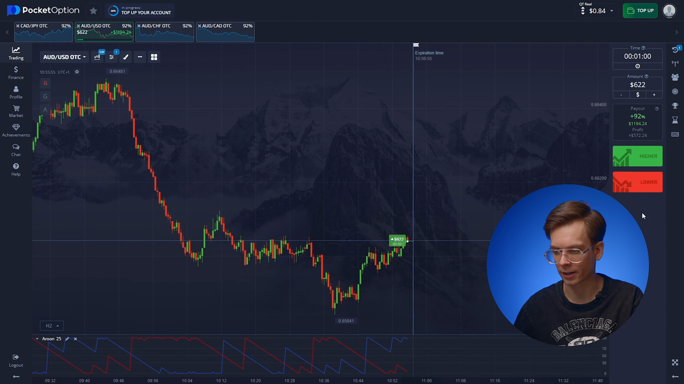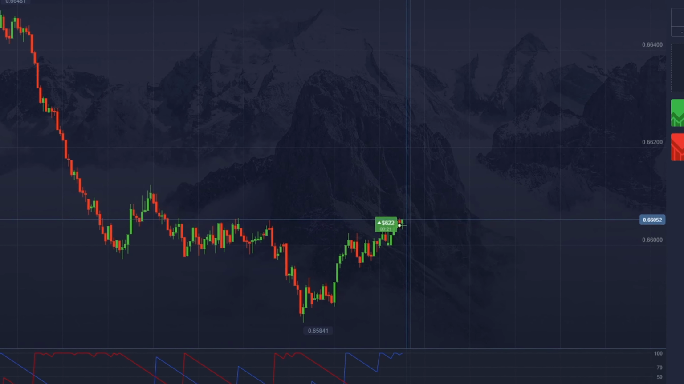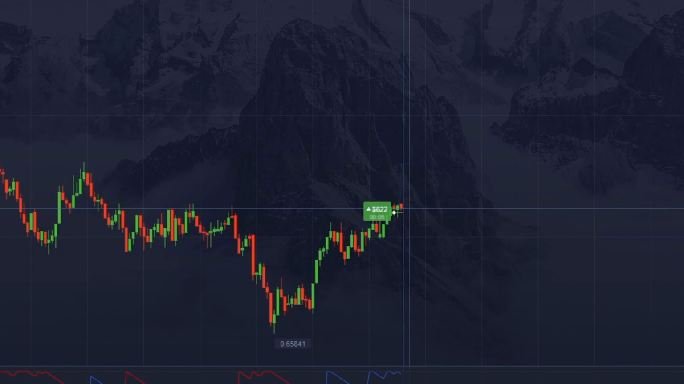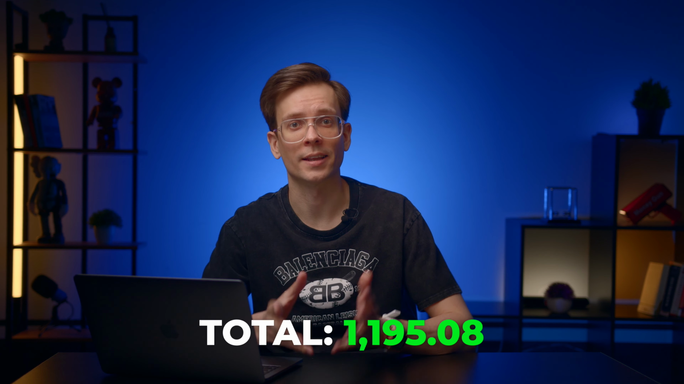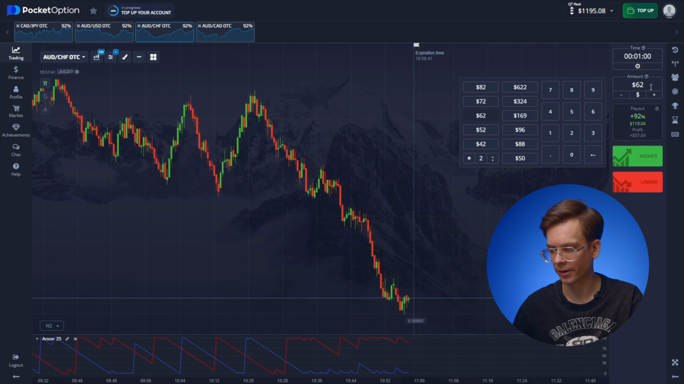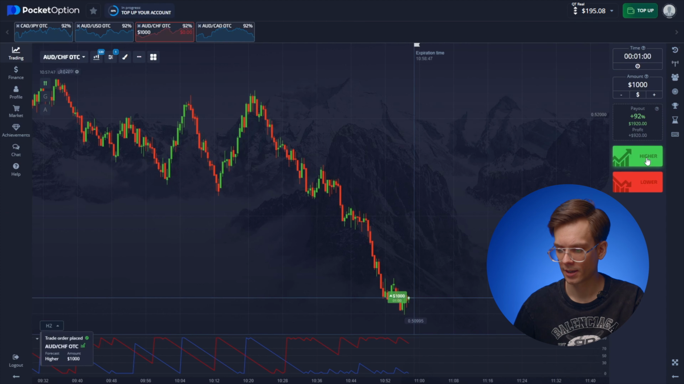Just need to check. And Arun proves reliable once again, so the analysis was correct and I increased my deposit. Let's move on. Now Aussie and Franc, and the maximum possible investment is 1,000. Going long.